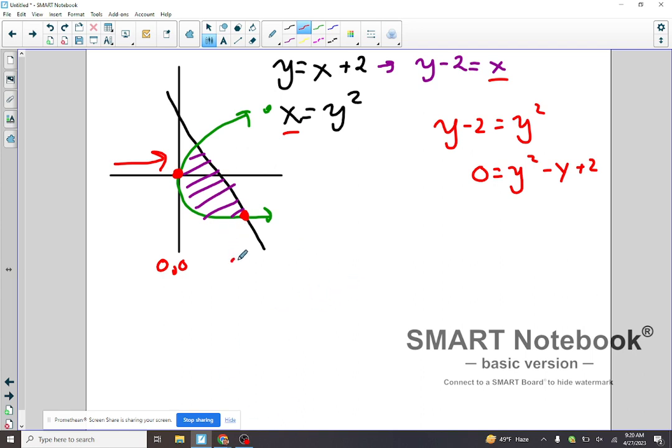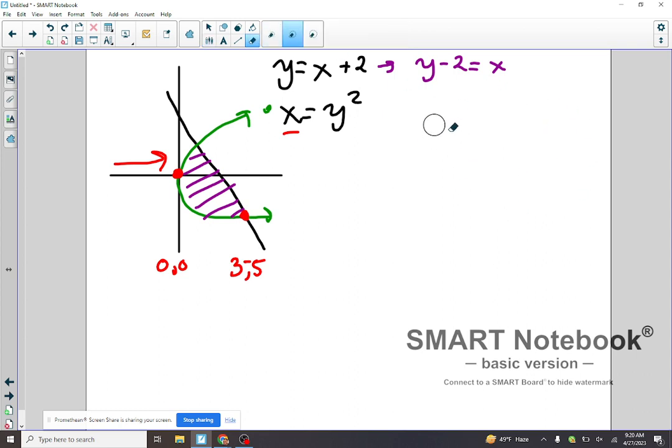Let's just say it's like, for example, 3, 5, okay? Let's just do it like that. 3, negative 5, I guess it would technically be. Okay. I have to actually get ones from the book instead of just making them up. All right, so 3 comma negative 5 is our other point.